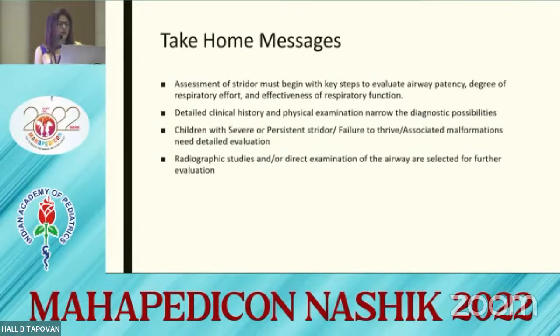So my take home message is, first, whenever you have a child with stridor, please assess the severity of stridor. Children have small airways, less respiratory reserve, and their metabolic needs are high. So they quickly get into decompensation, and their respiratory failure causes them to have cardiac failure. So you need to first quickly assess their airway patency, degree of their respiratory effort, effectiveness of their respiratory function, and stabilize their airway. Do your ABCs before getting into why this child is having a stridor.